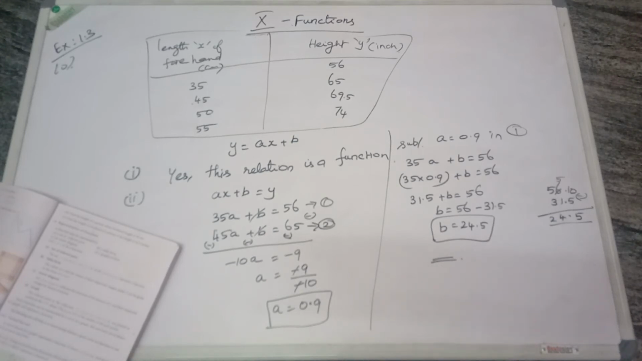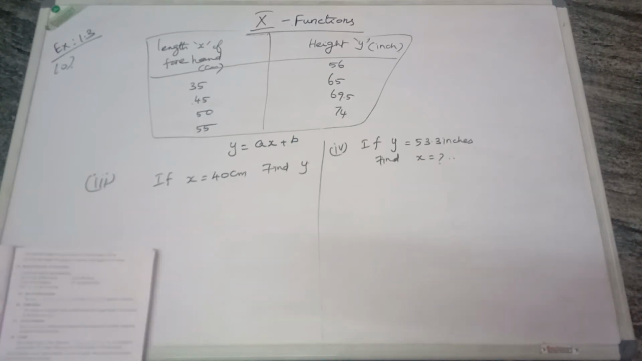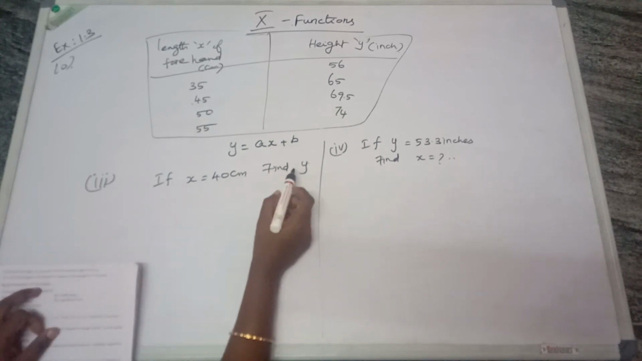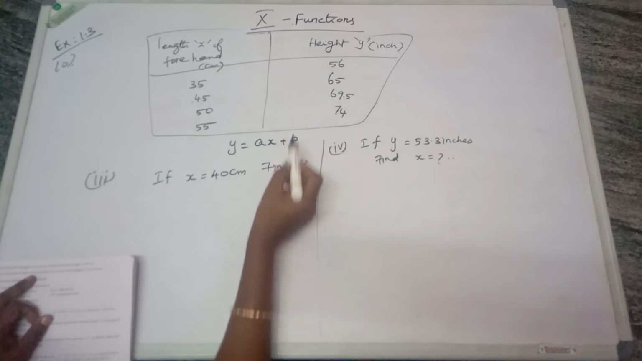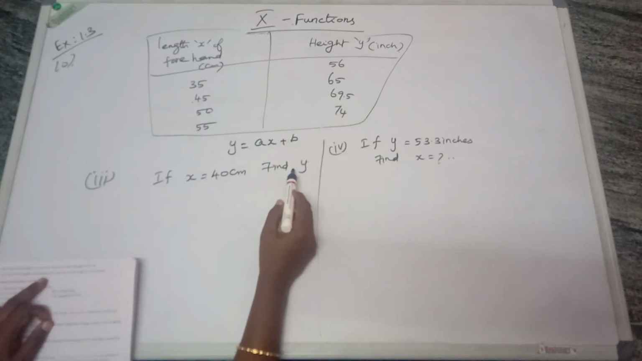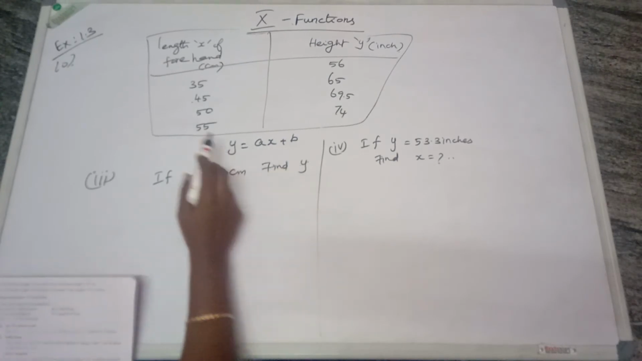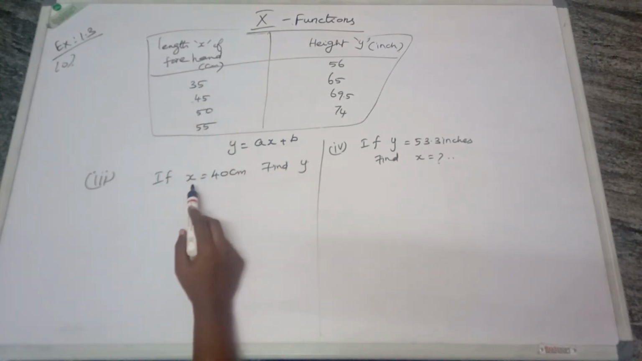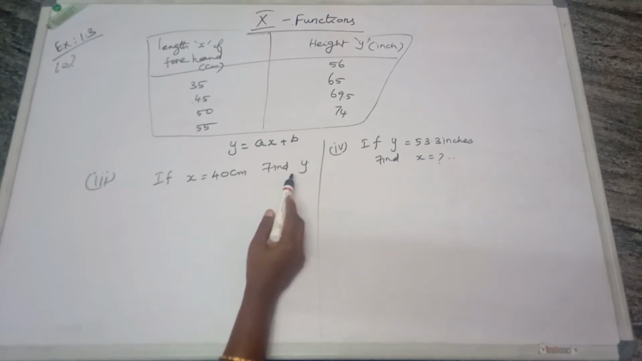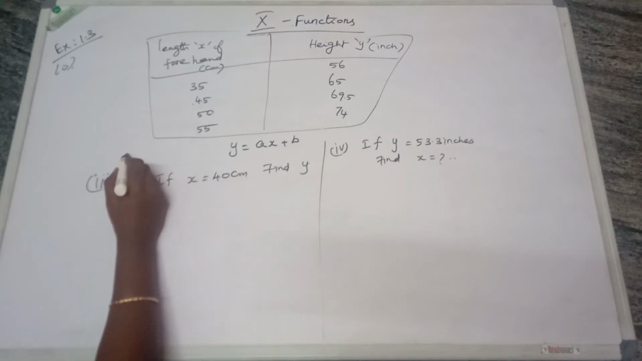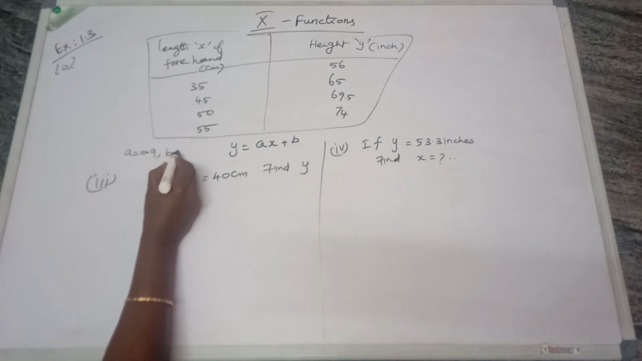This is the second one. See the third one, find the height of the person. Height is y, so find y, whose forehand length is 40 centimeter. Forehand length we have taken as x. If x is 40, the forehand length is 40, what is the height of the person, they asked. We know that y equal to ax plus b. Already we have found the value of a. a is nothing but 0.9 and the b value is 24.5.